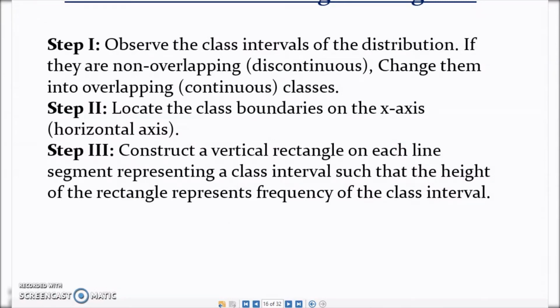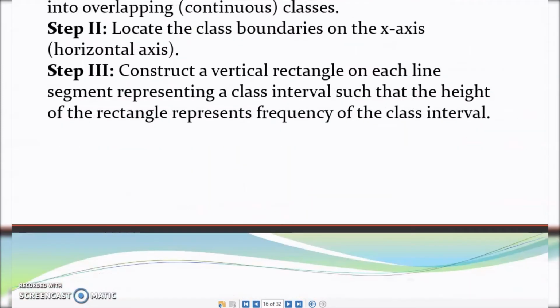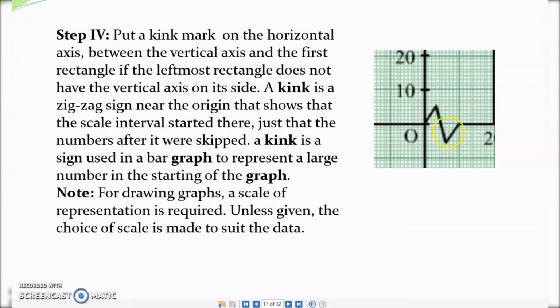First, observe the class intervals of the distribution. If they are non-overlapping or discontinuous, now what are non-overlapping and discontinuous, that I will be explaining you when we do the problem. Change them into overlapping or continuous, and how you will change that also I will be explaining you. Locate the class boundaries on the x-axis, then construct a vertical rectangle on each line such that the height will represent the frequency. This is how the kink mark has to be made on the axis.